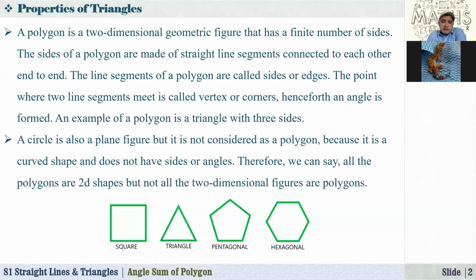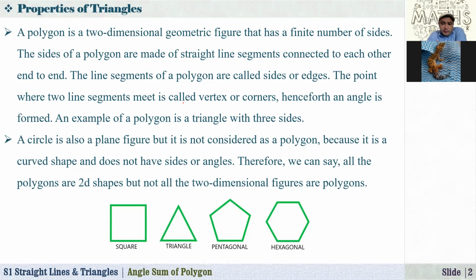So a polygon is a two-dimensional geometric figure that has a finite number of sides. If it has an infinite number of sides, then it becomes a circle, and it's not called a polygon because it is a curved figure. The sides of a polygon are made of straight line segments connected to each other end to end, right? And the intersection points of these ends of the sides of the polygon, we call them vertices or vertex.